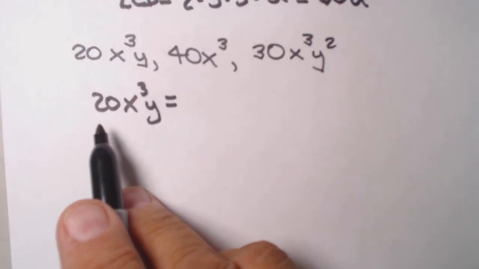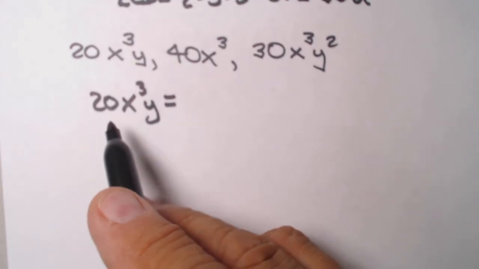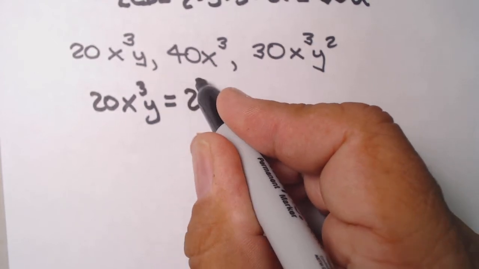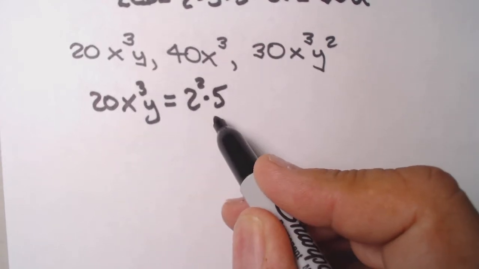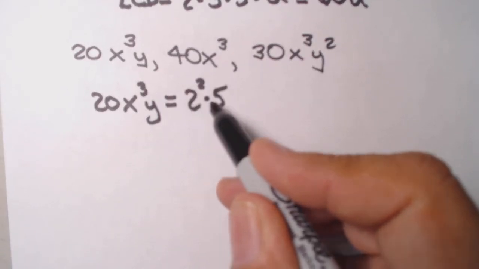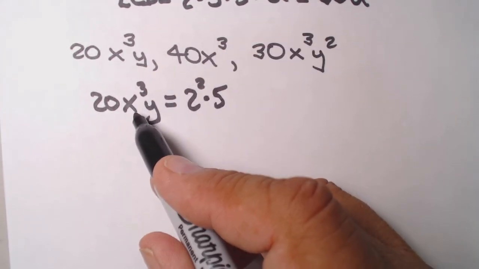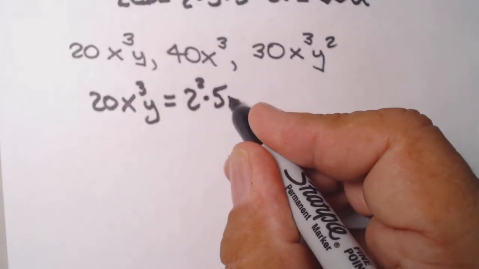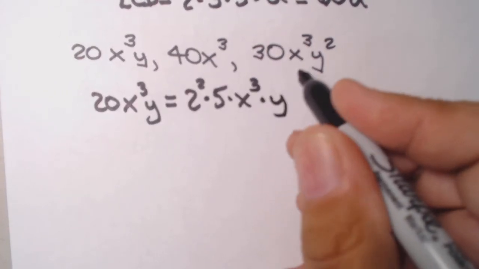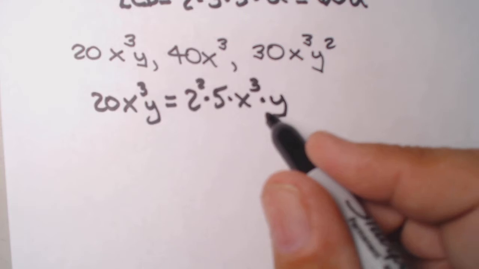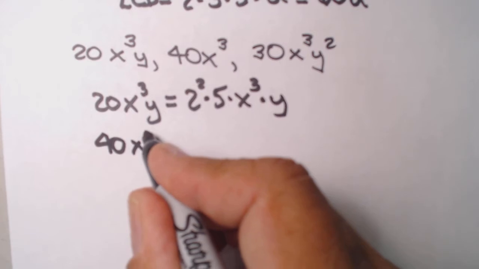Well, as always, the numbers take the most work. 20 is 4 times 5. 4 is 2 squared. So 2 squared times 5. Remember, you've got to break the number down into its prime factors. 2 squared is 4. 4 times 5 is 20. And these, of course, are both primes. Now, the variables are the easiest thing. Okay, we've got x cubed and y to the single power. You could put a 1 if you want again, but just leave it like that. That's good enough.